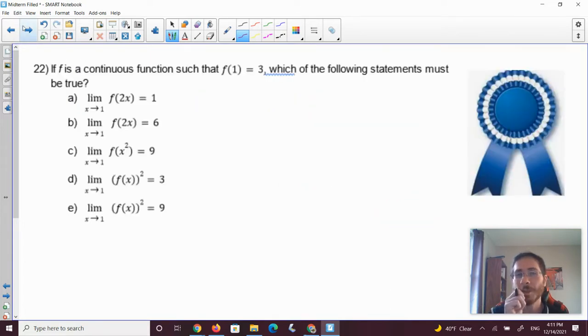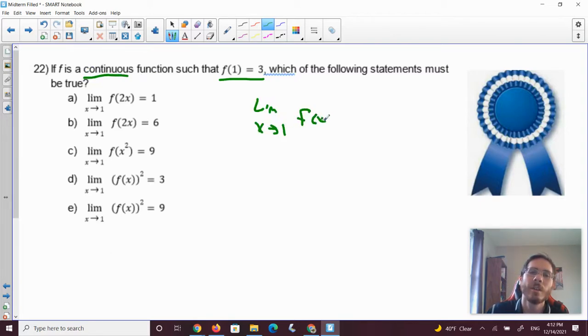All right, for 22, this one was also one that if you missed it, might be a good one to check out because a lot of people who scored well did get it correct. Which of the following statements must be true? F is a continuous function such that f of 1 equals 3. Since we know that f of 1 equals 3 and it's continuous, the limit as x approaches 1 of f of x is equal to 3. So we need to connect these two pieces together to answer the question.